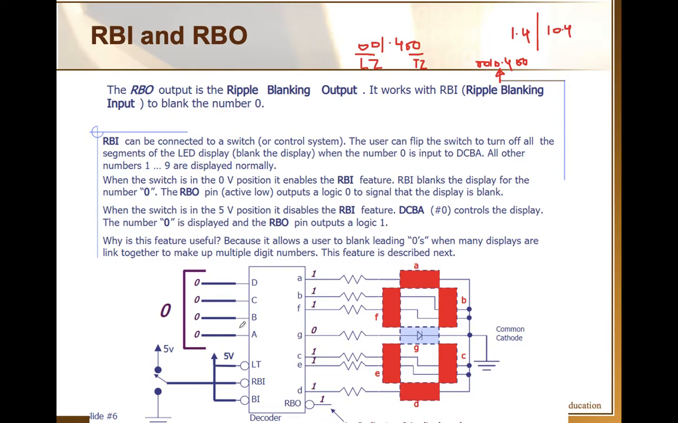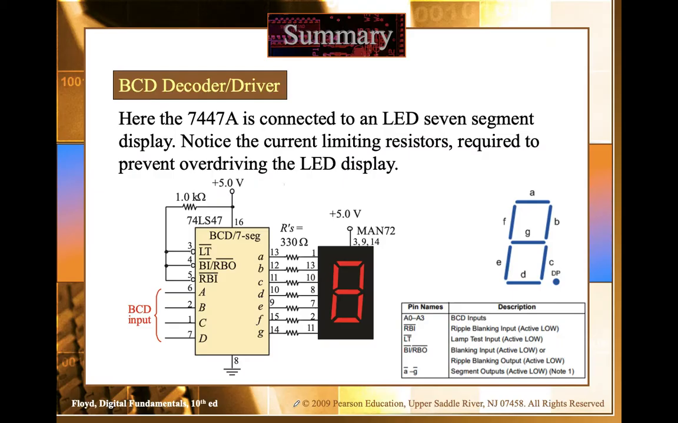Now, keep in mind LT is a separate line. Although for figure purposes BI and RBO are shown separately, BI and RBO share the same line. So at one time only one of these will work. If I show you the previous diagram, the actual IC diagram, as you can see here, BI and RBO share a line. So this line will act either as input or output.